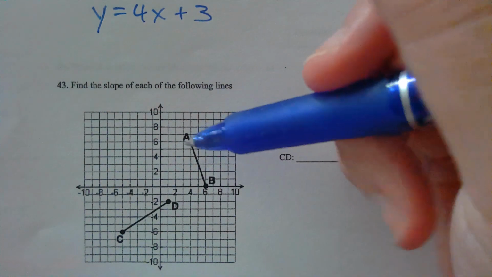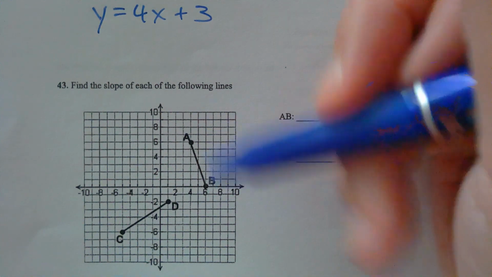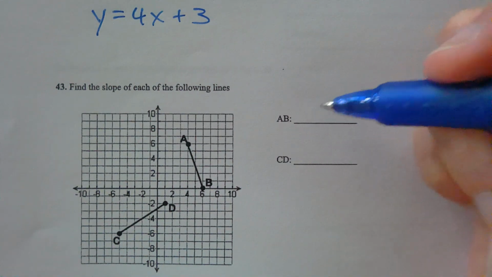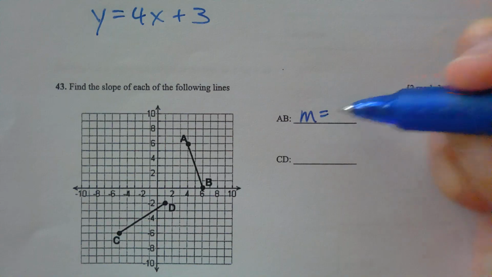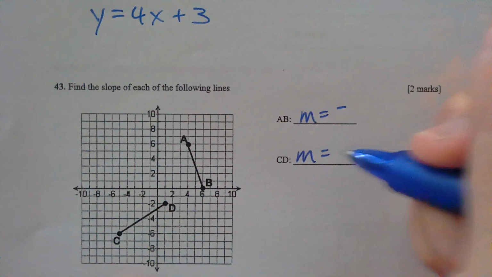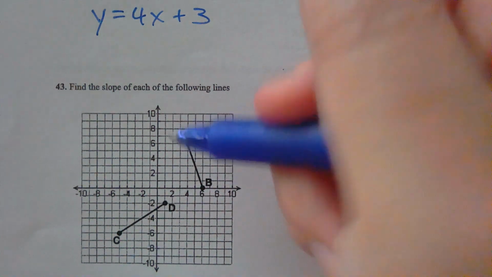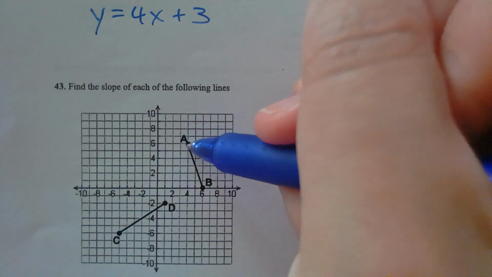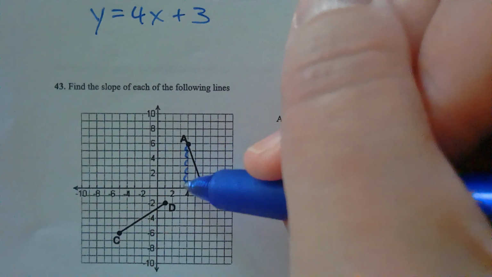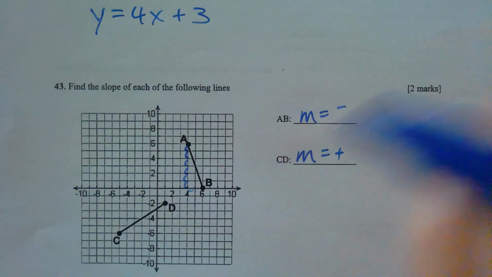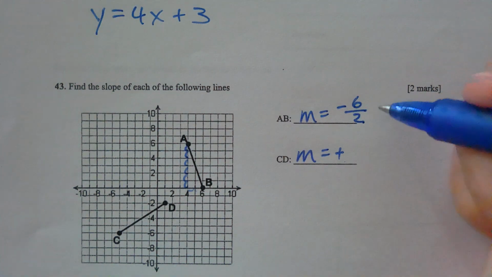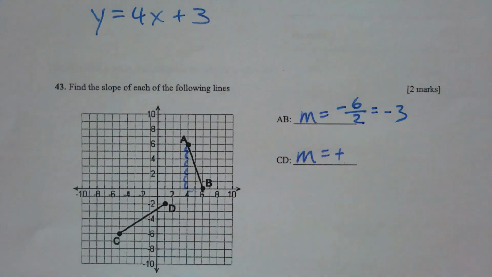Okay. Find the slope of each line. First off, positive or negative slope? Negative, right? So for my slope here, I better see m equals negative something. Okay, so right off the bat, I know it's negative. And then right off the bat, I know this is a positive slope. Right? So going from point A to point B, 1, 2, 3, 4, 5, 6, and then 6 over 2. So I went down 6, and my run is 2. Simplify it, so negative 3.